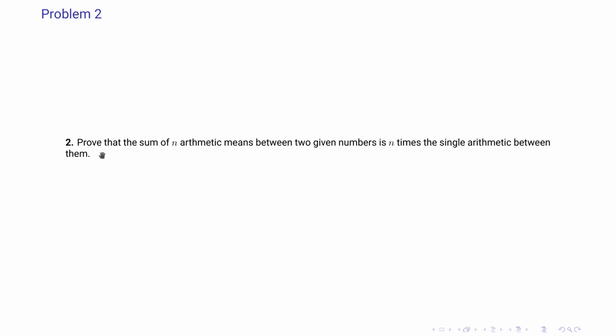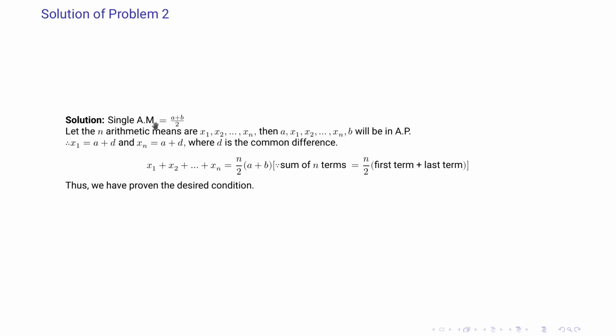Problem number 2 says that prove that the sum of n arithmetic means between two given numbers is n times the single arithmetic mean between them. So single arithmetic mean would be (a plus b) by 2. Now we let the n arithmetic means be x1, x2 up to xn. So a, x1, x2 up to xn, b will be in AP.